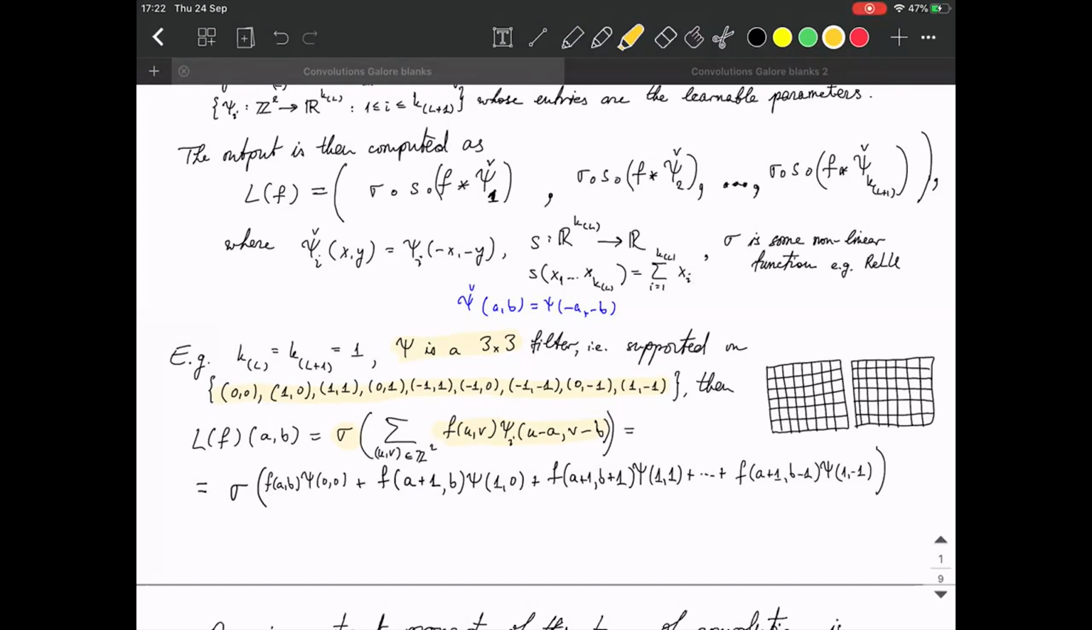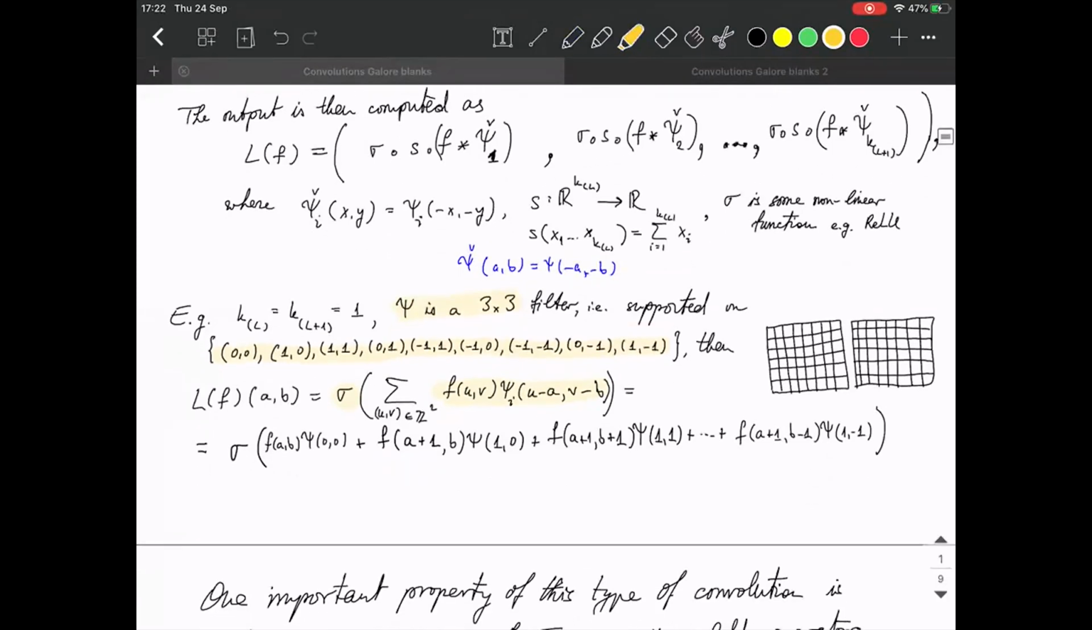And so just to really drive this point home, because psi is a 3×3 filter, we have this infinite sum, but psi here is only non-zero for u when u is a minus 1, a, or a plus 1, and the same for v: either b minus 1, b, or b plus 1.